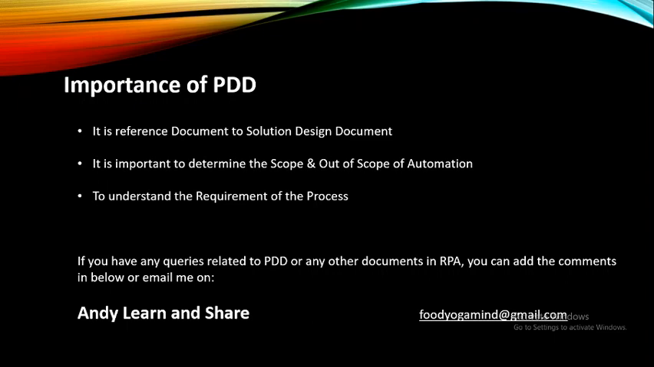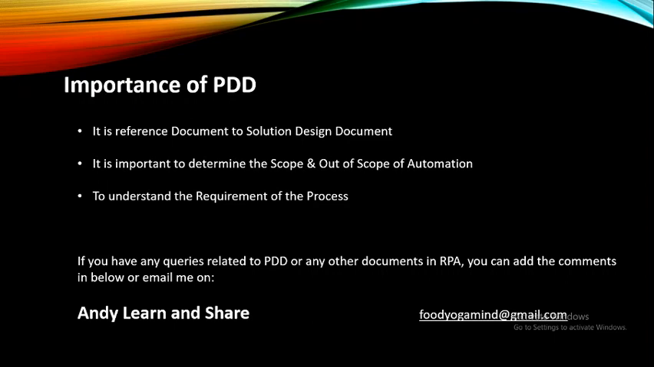The second one is that it is important to determine the scope and out of scope of automation. As I clearly told in the previous slide, the process definition document has a clear picture of what steps are in automation and what are not. So it is very important for us to understand the scope and out of scope of automation.